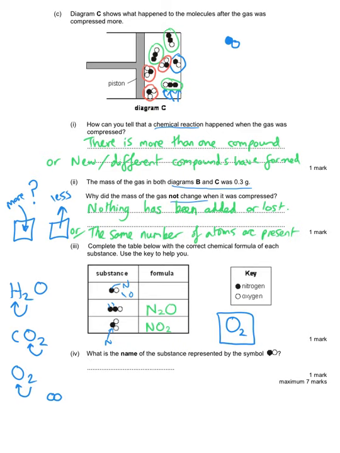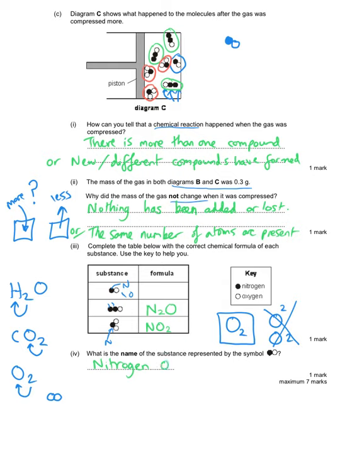It is definitely not O with a 2 up in the air or O with a big 2. Both of those are wrong, and please don't ever do that one. And last of all, what is the name of the substance with 1 black circle and 1 white circle? Now, the black circle is nitrogen and the white circle is oxygen.